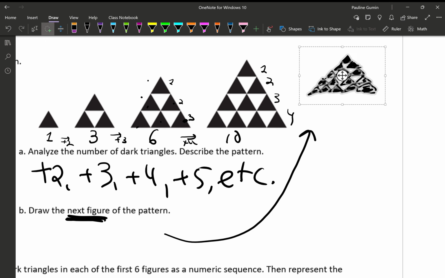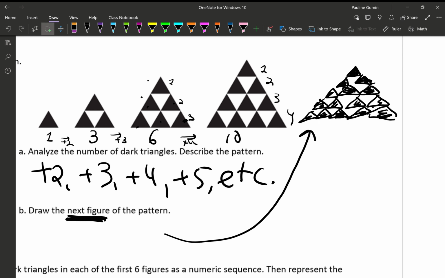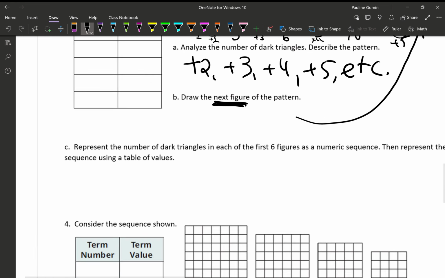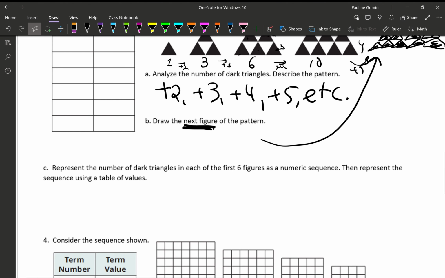There we go. Let's make that a little bigger. Okay, wonderful. Look at that. A row of 1, a 2, 3, 4, and a 5. So now we're plus 5. All right. Letter C: represent the dark triangles in each of the first 6 figures as a numeric sequence, and then we can use the table to fill it out.